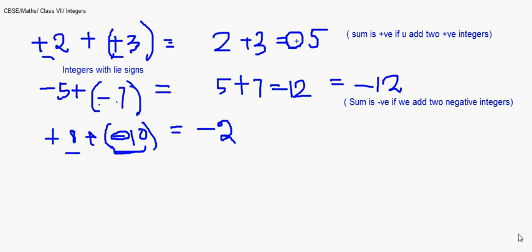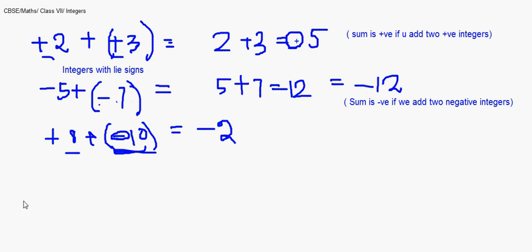Just to remember, you find the difference between the absolute values of these given integers and put the symbol which the greater integer carries. The greater integer means the integer which has the greater absolute value, right? Here it is 10, and 10 was carrying negative, so I put it negative there, right? I can take up a few more examples on addition.